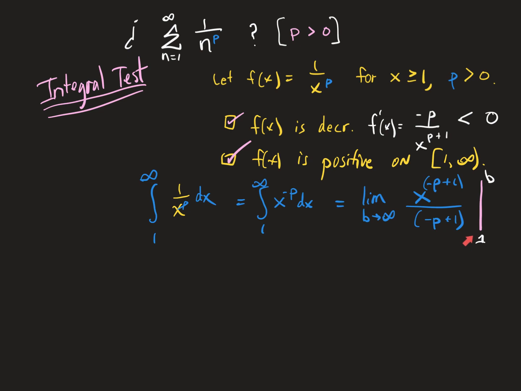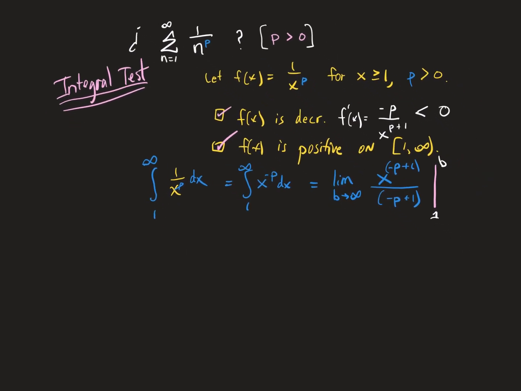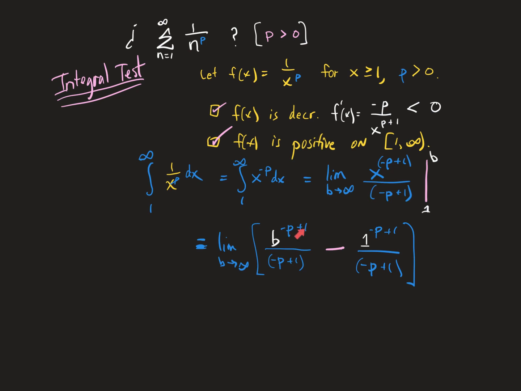All right, now let's use the fundamental theorem of calculus part 2, or part 1 actually, and evaluate this. Substitute b in for x, and then minus, substitute 1 in for x.